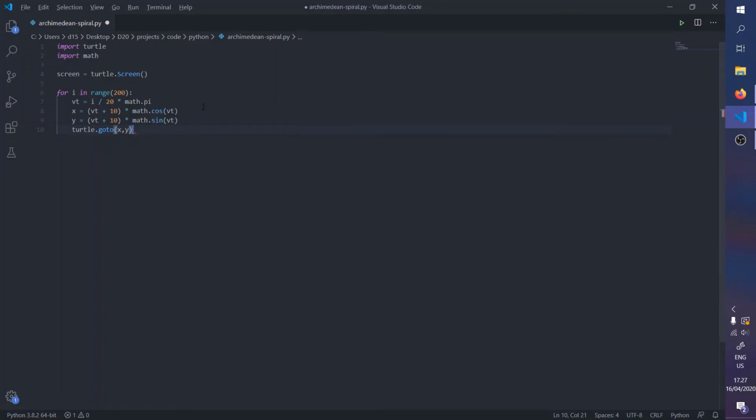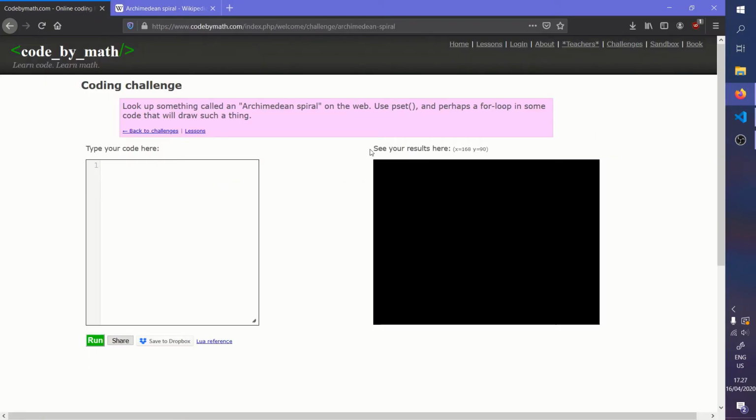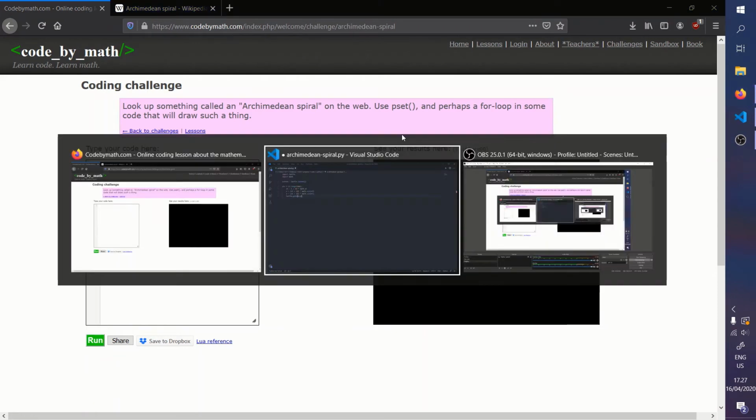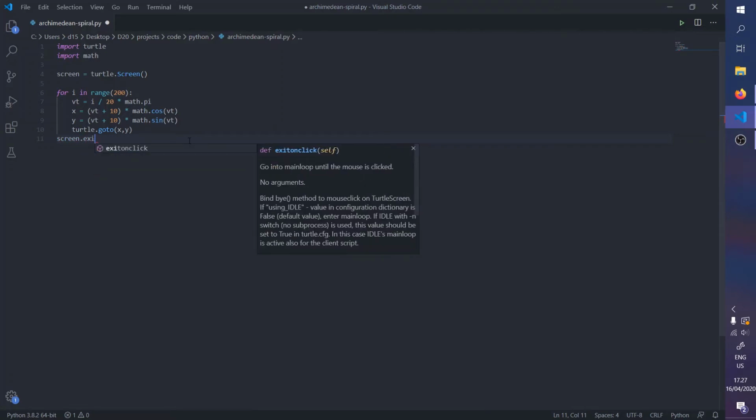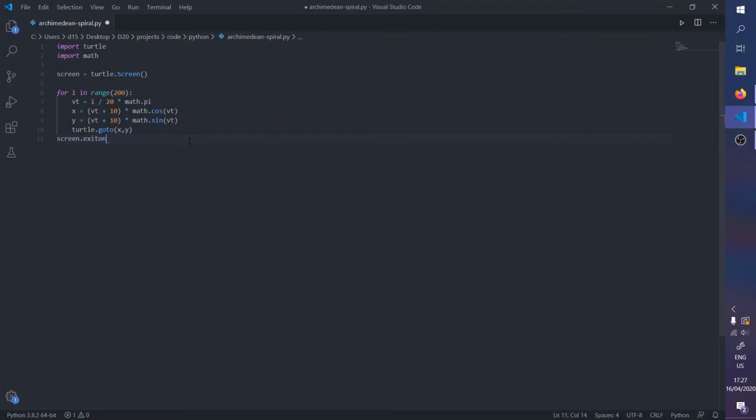That's the kind of equivalent of the pset function, which is going to draw a pixel. And then we'll have an exit on click for the turtle function. And then we can see this work.